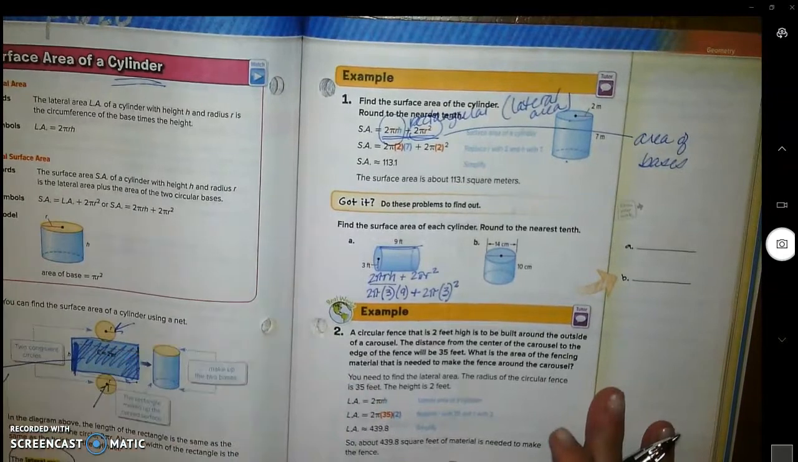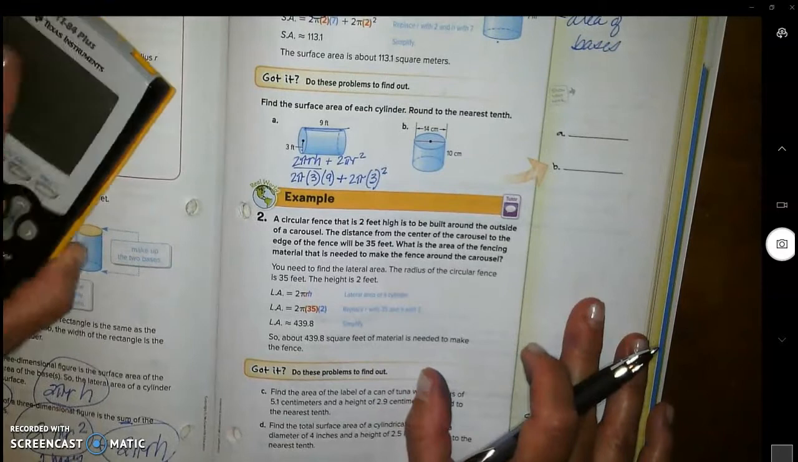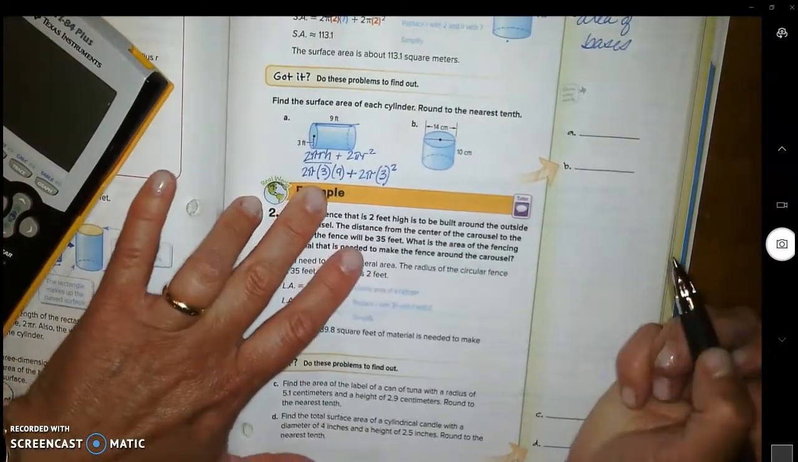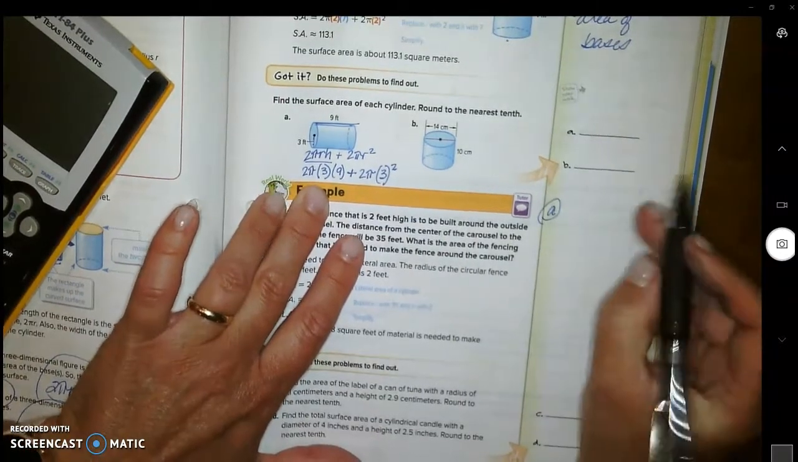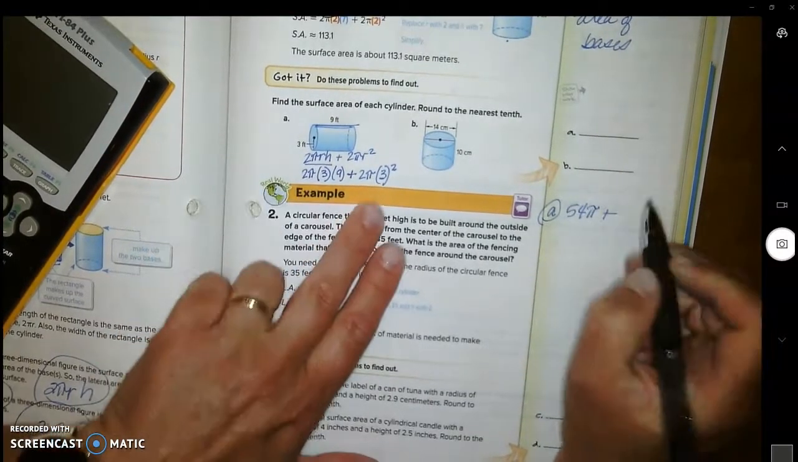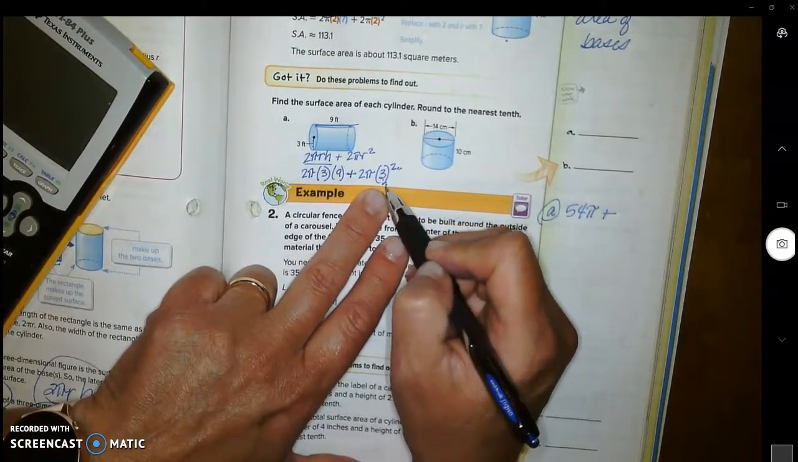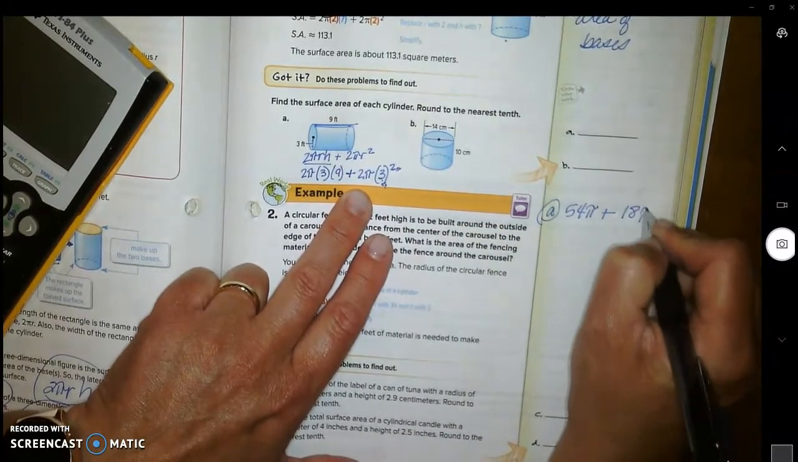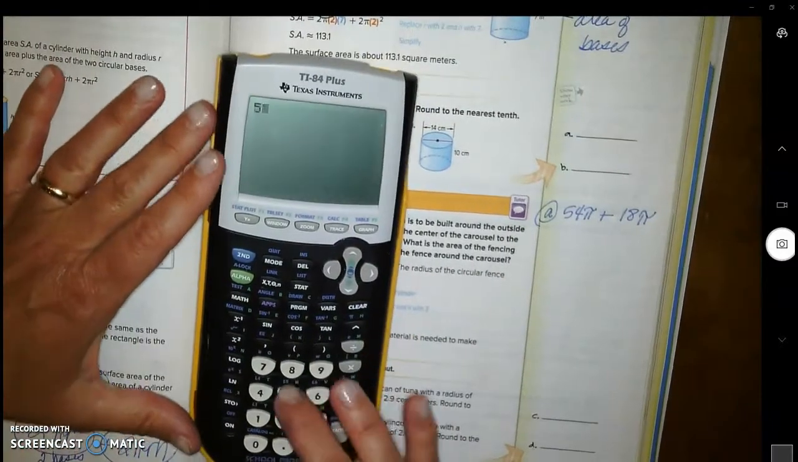Now, some of you have been writing out and typing out all of your work, and I absolutely love that. So let's do that. 9 times 3 is 27 times 2, so this is part A, okay, is 54 pi plus 3 squared is 9, so 3 times 3 is 9, times 2 makes an 18, and so we end up having 54 pi plus 18 pi.